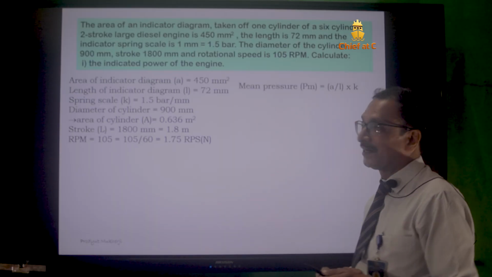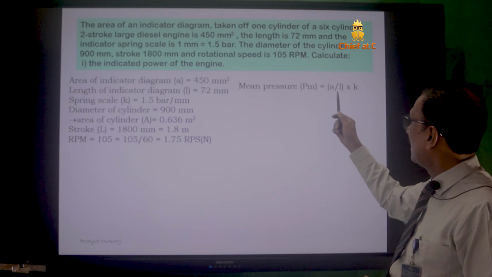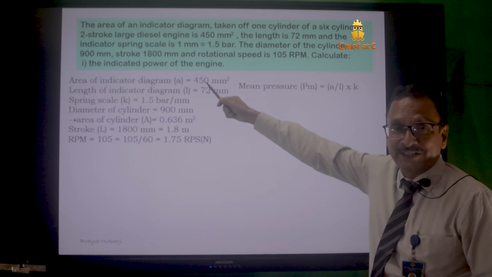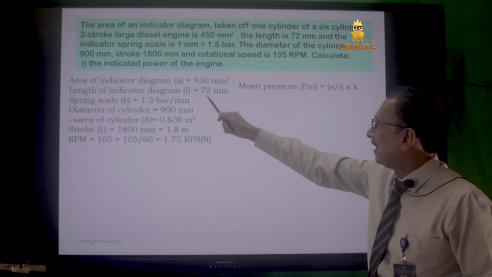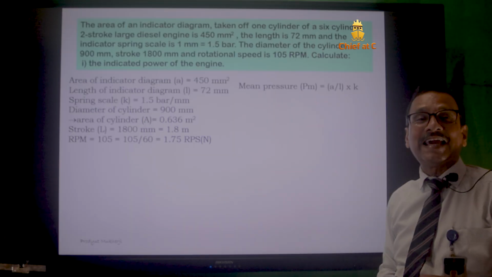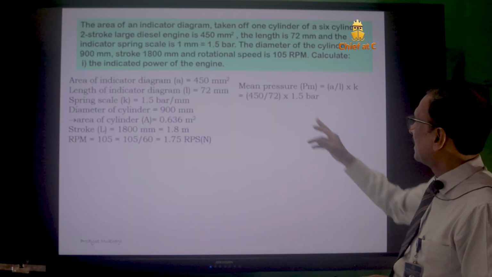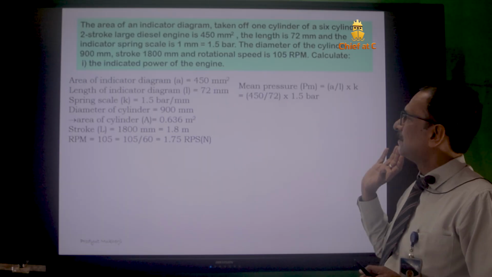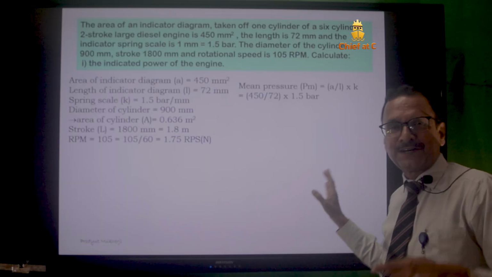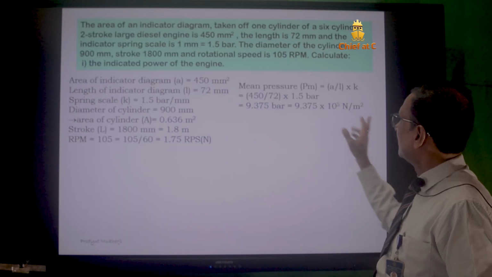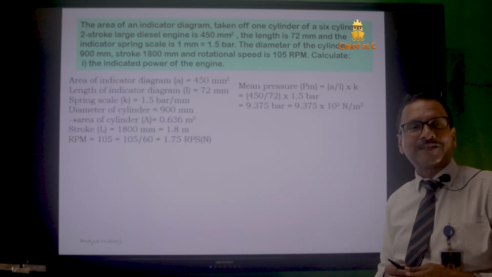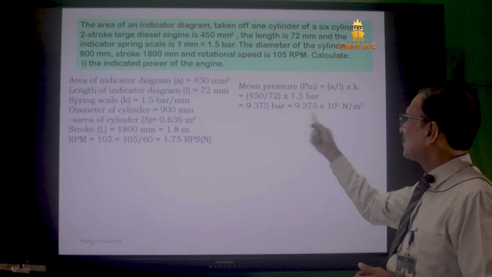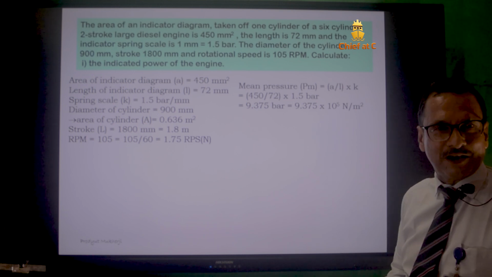Next we have to calculate the mean pressure by this formula. A is the area of the indicated diagram, L is the length of the indicated diagram, K is the spring scale or spring constant. We get this much bar, we have to convert it into Newton per meter square. We multiply it by a factor of 10 to the power 5. So this is the mean pressure which we have got.